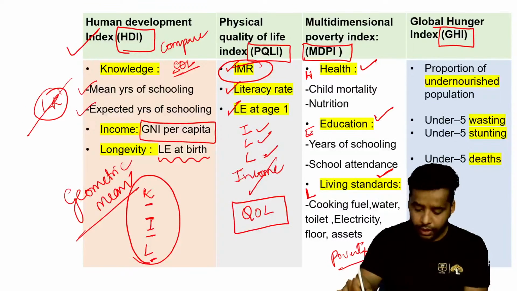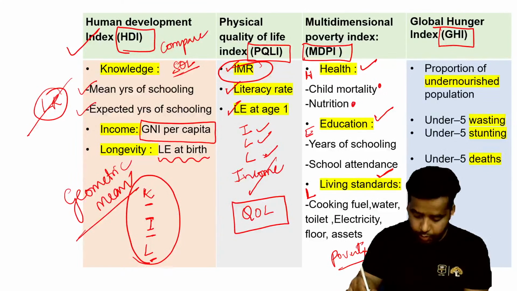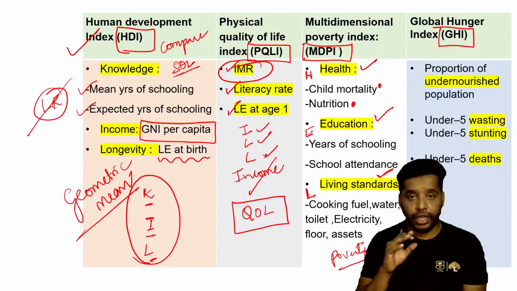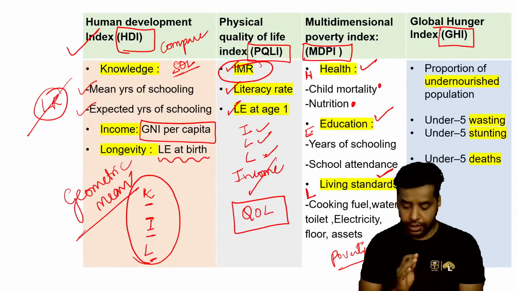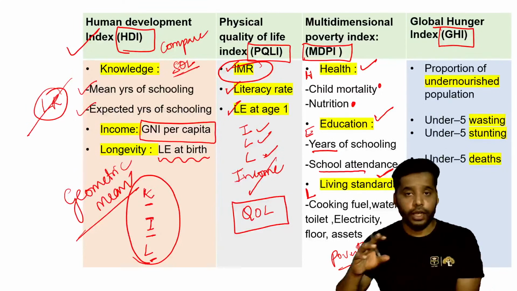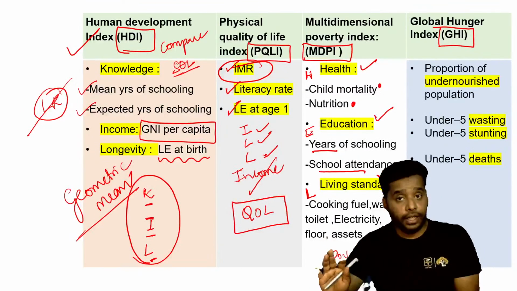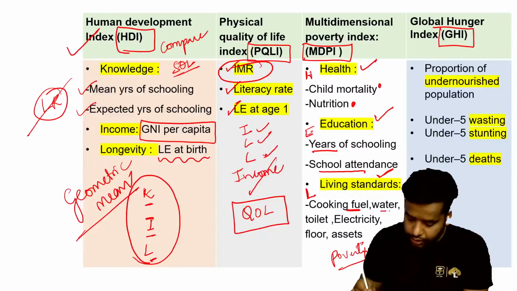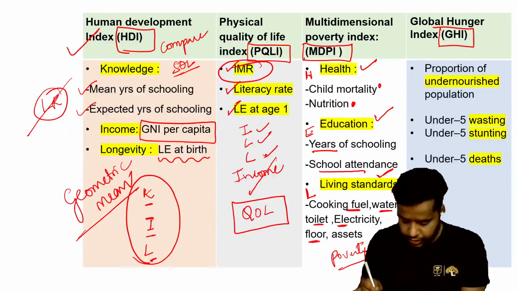Within health, we have two indicators: child mortality and nutrition status. Not infant, it is child mortality and nutritional status. In education, we have years of schooling and school attendance rate. And living standards: cooking fuel, water, toilet, electricity, floor, and assets.